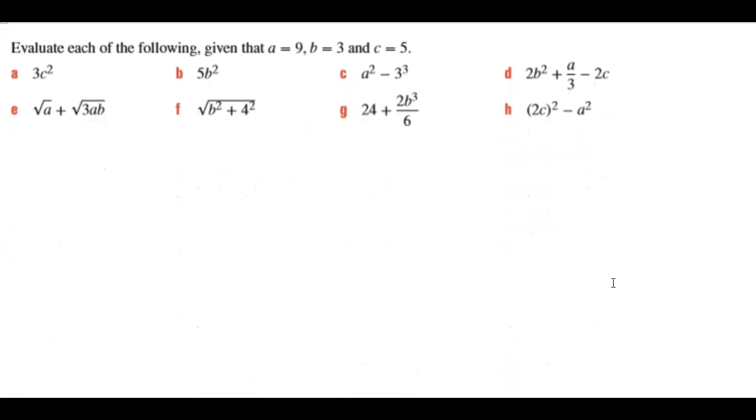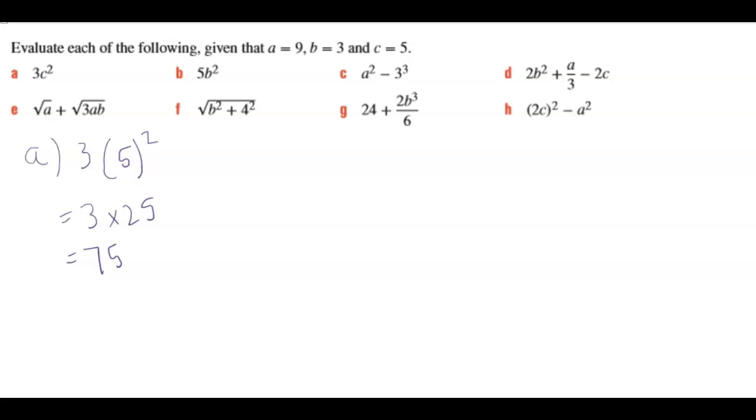All right, so this one here, they're slightly harder because we're looking at powers and square roots. But the same things apply. Okay, we're just doing a straight substitution. It's just a little bit more complicated. So if we look at A, we've got 3c squared. So it's telling us c is 5. So I'm going to put 5 in brackets and then square it. So 5 squared is 25. So 3 times 25 is 75.